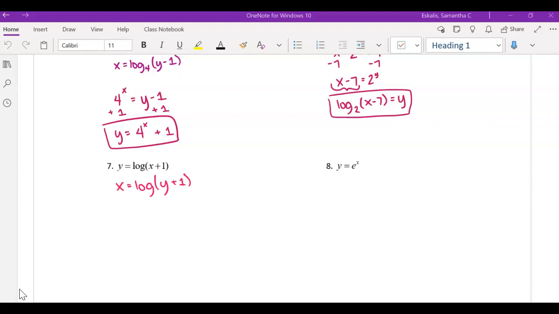All right, so I need to figure out what my base is. I don't see an actual base there, which means that this is the common log. And the common log is a base of 10. Our exponent will be x, and that's set equal to y plus 1. Now we know that we need to get y by itself, so we're going to subtract 1 from both sides. So I'll have 10 to the power of x minus 1 equals y. And that is the inverse of number 7.